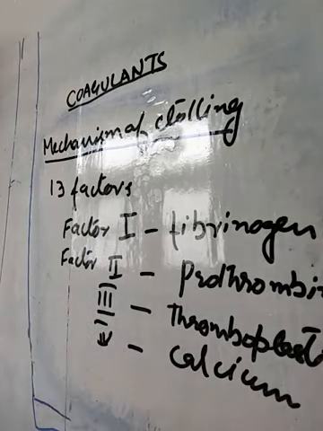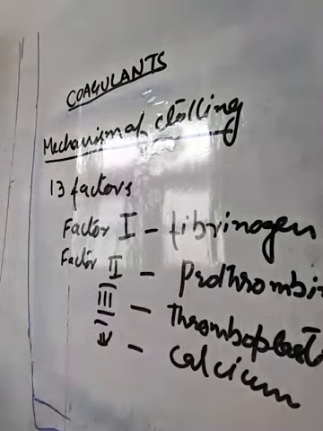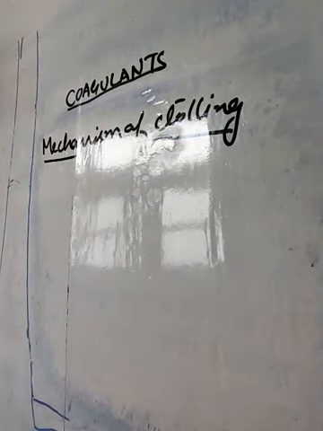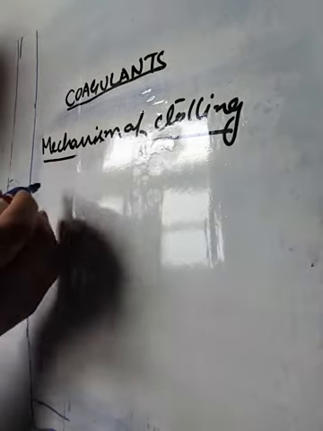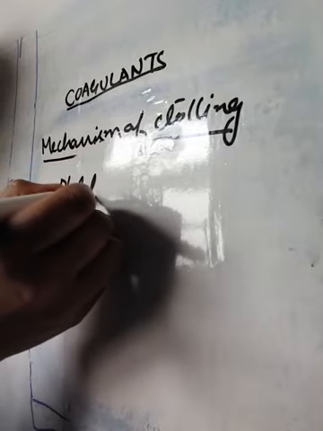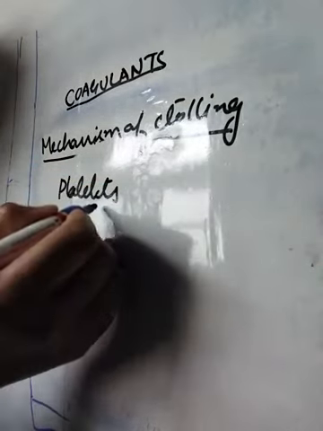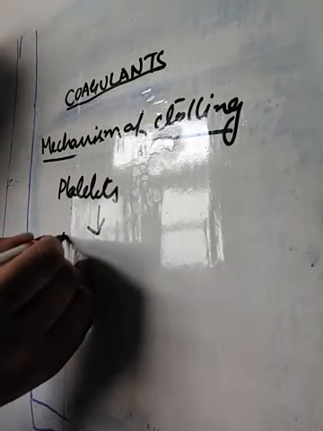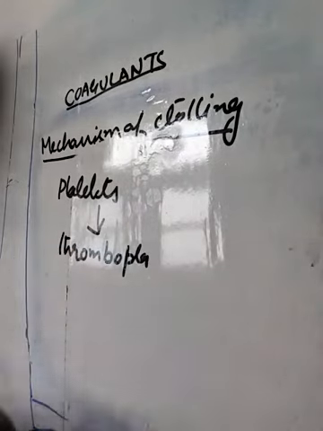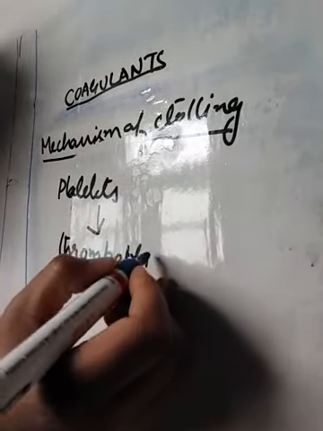So now let us study about the few reactions involved in the mechanism of clotting. Clotting involves a series of reactions. When tissues or blood vessels get damaged, the platelets cause liberation of thromboplastin. Damaged tissues or platelets cause liberation of thromboplastin.